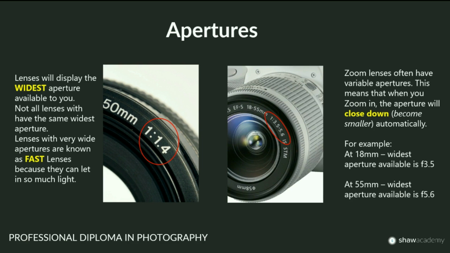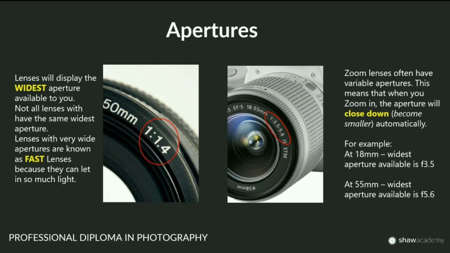The reason for this is simply due to the nature of the lens construction. To be perfectly blunt, it's just cheaper to produce lenses where the aperture closes down when you zoom in. To buy a zoom lens that has a wide aperture value available the entire way through, no matter what focal length you're using, is very, very expensive. For example, a 24 to 70 millimeter Canon f2.8 lens is going to cost well over €1,000, but that means you can use f2.8 no matter what focal length you are using.